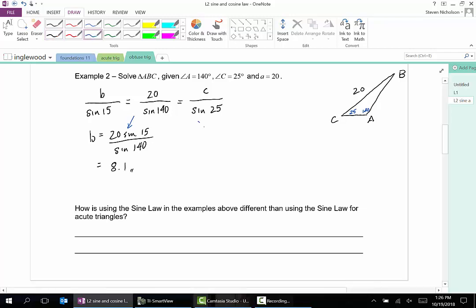And similarly with C, we're going to multiply both sides by sine 25. And we're going to get little c is equal to 20 sine 25 over sine 140. Punched in our calculator, 13.1. And again, those numbers should make sense.